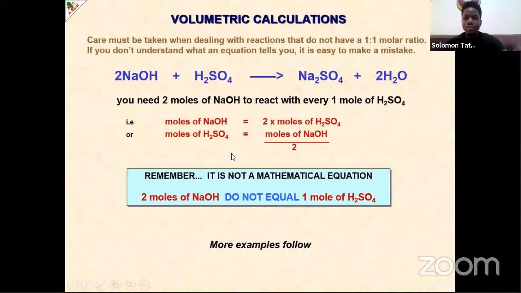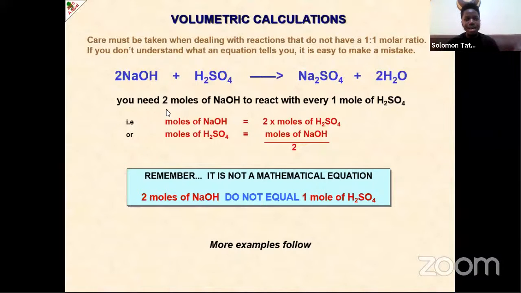All right, lastly, let's finish up with this quickly, and if time doesn't allow, we can start from there next week. We have gases next week, so that will also be interesting. So again here, volumetric calculations: care must be taken when dealing with reactions that do not have a 1-to-1 mole ratio. I already gave an example of this while explaining it the second time, that sometimes you can have a different mole ratio.